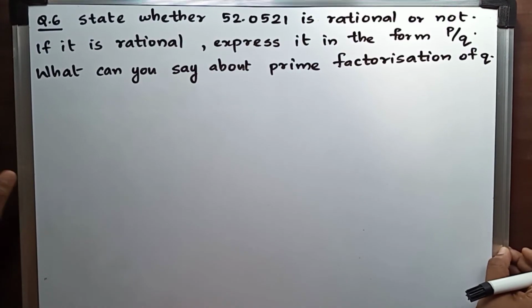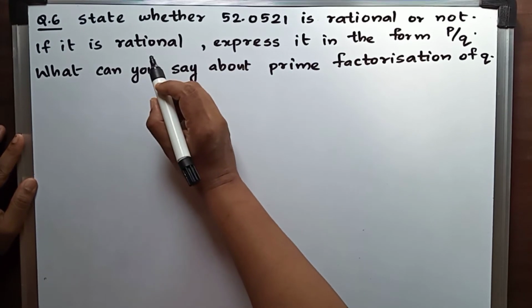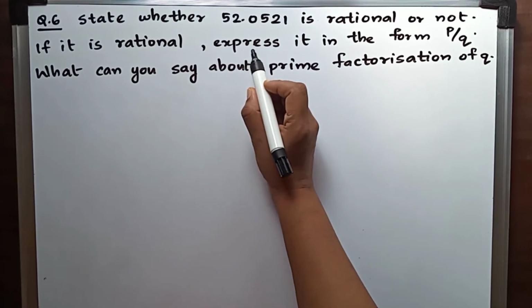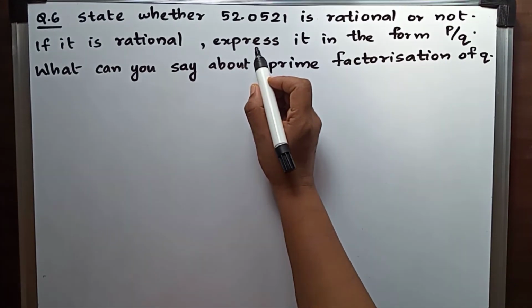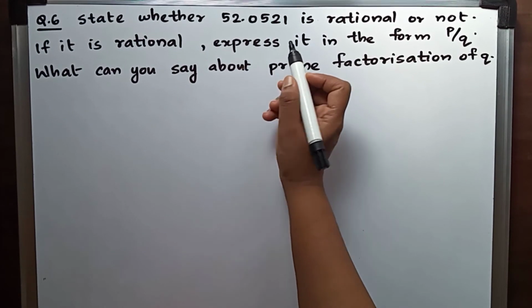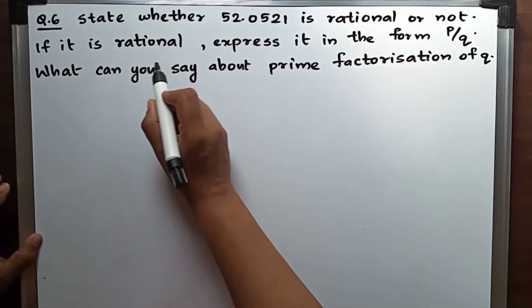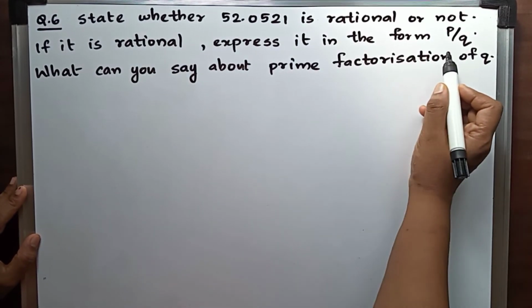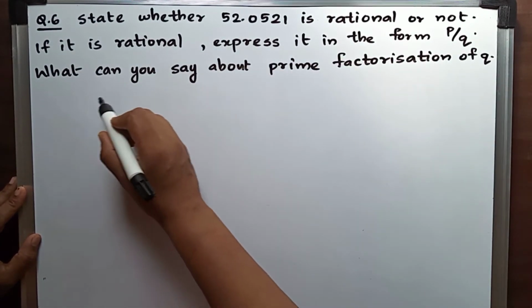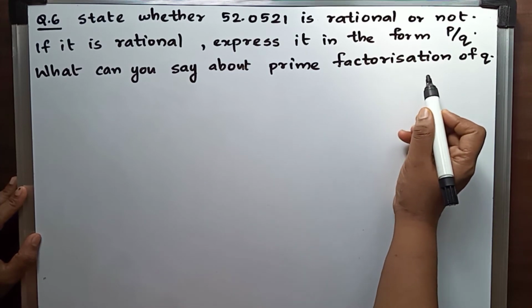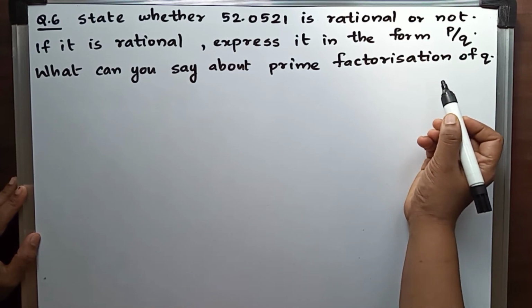This is our 6th question. State whether 52.0521 is rational or not. If it is rational, express it in the form of p by q. What can you say about the prime factorization of q?